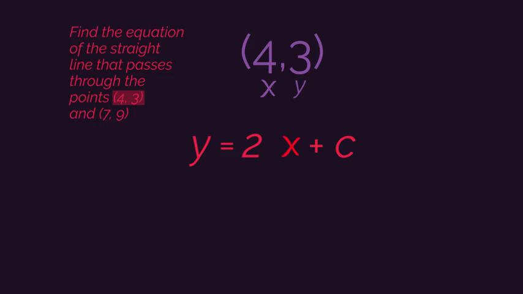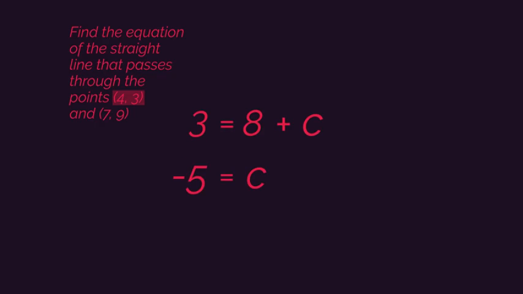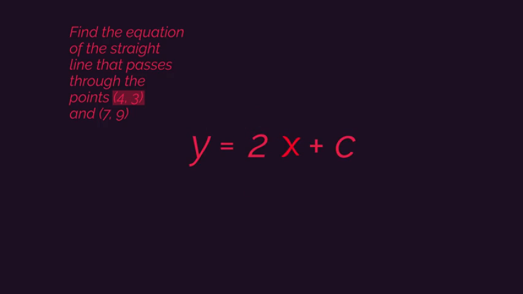And just substitute these values into our equation, y equals 2x plus c. So instead of y we have 3, and instead of x we have 4. So now we have 3 equals 2 multiplied by 4 plus c. So 3 equals 8 plus c, rearranged by subtracting 8 from both sides, and we get c equals -5. So the gradient m was 2, the y-intercept is -5, so our equation is y equals 2x minus 5.